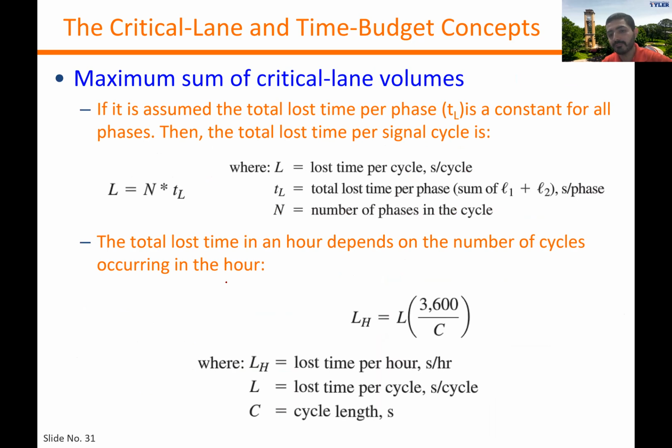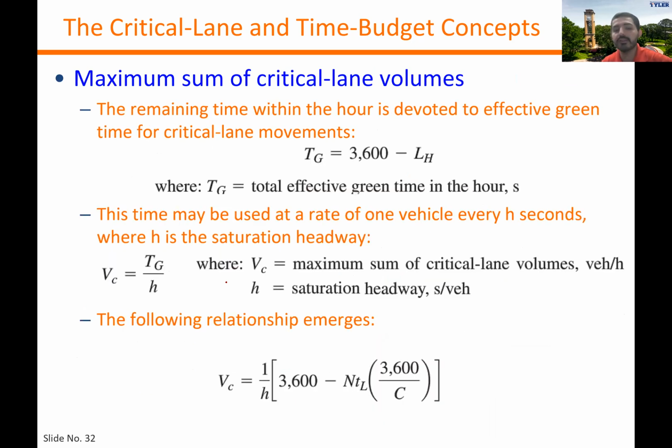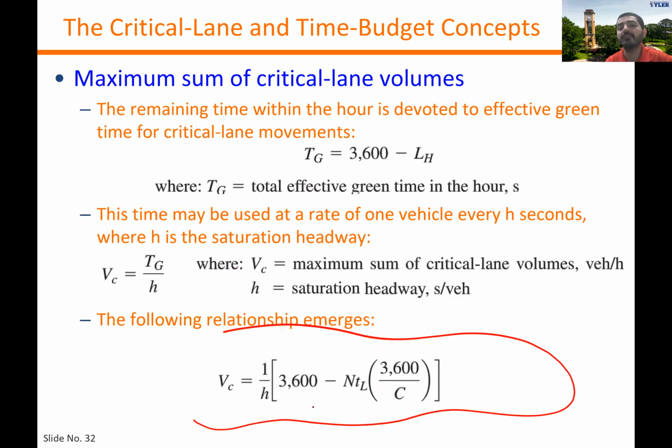Very important. We've gone through all the derivation until we reached this important equation. The relationship that emerges here is the VC, the maximum sum of critical lane volume that we cannot exceed. This is really how we use it to design how many lanes we need per direction. 1 over h times 3600 minus n t n times tl over 3600 over c.